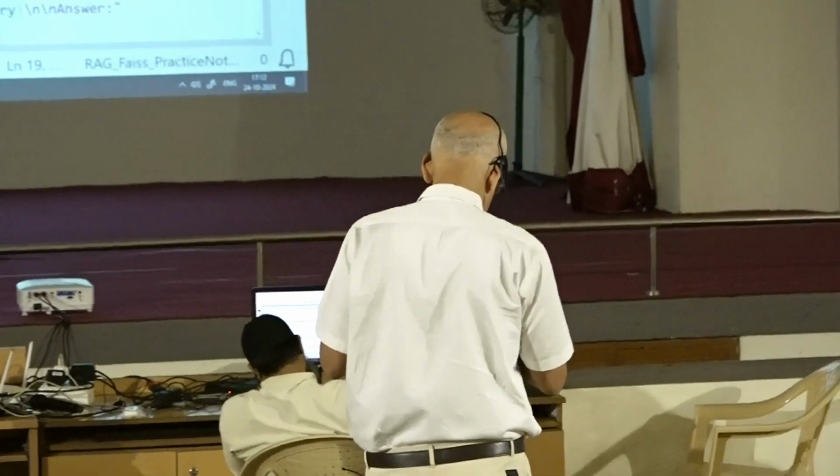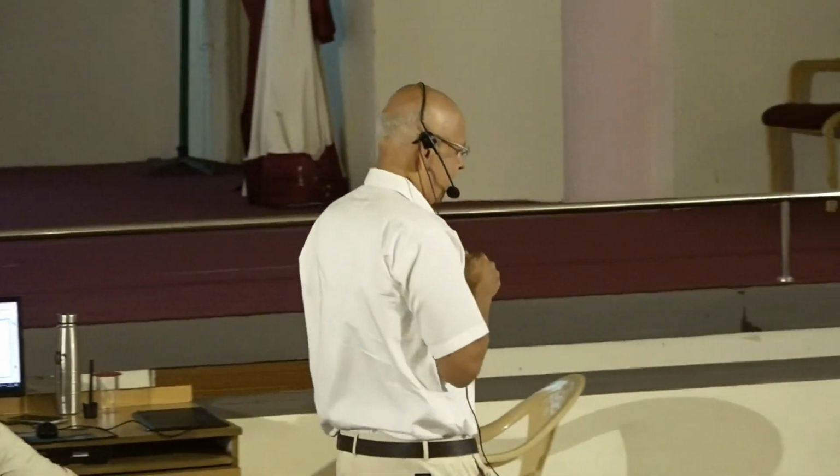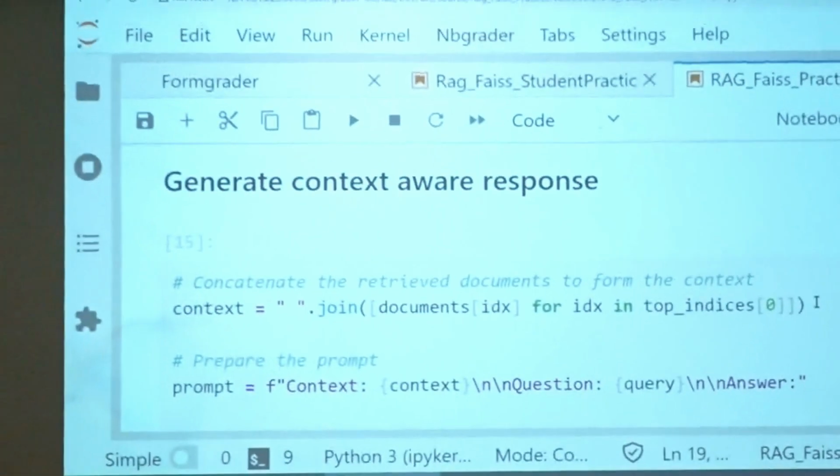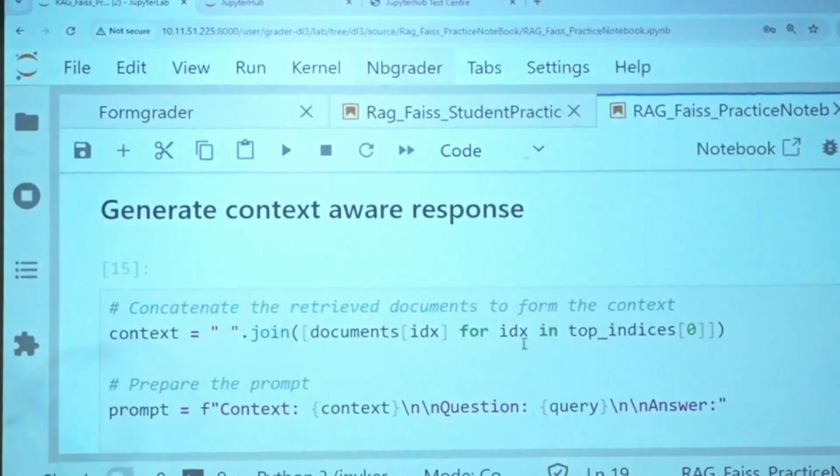That was the strongest reason why people threw away LSTMs and said no RNN, we want to use only transformers. So that was a big relief that context was not a problem. Okay, so in this case, we are creating the context, which is a combination of all the top 3 documents.